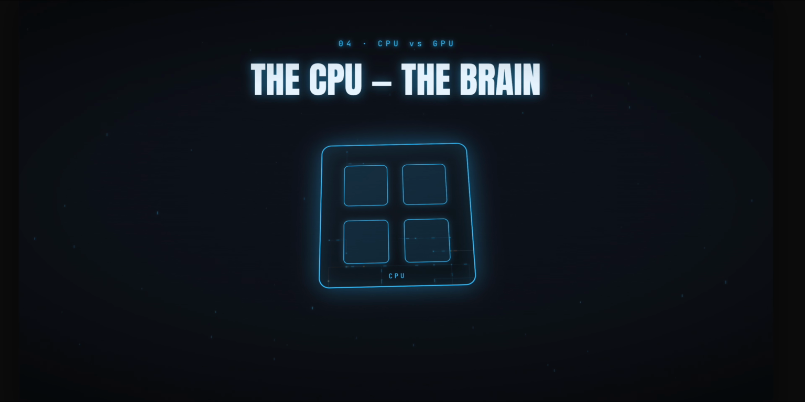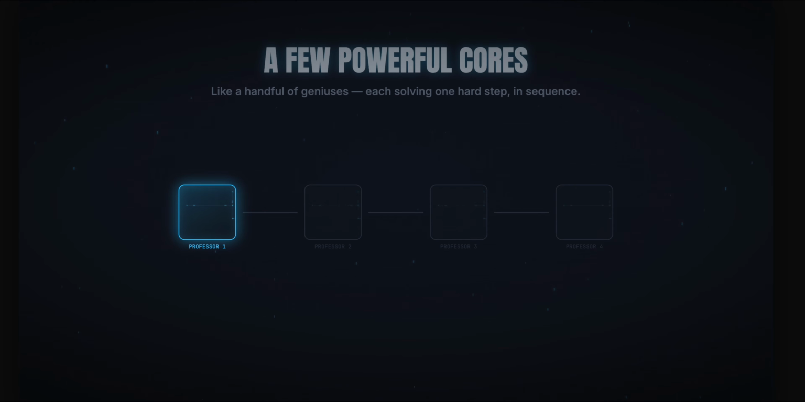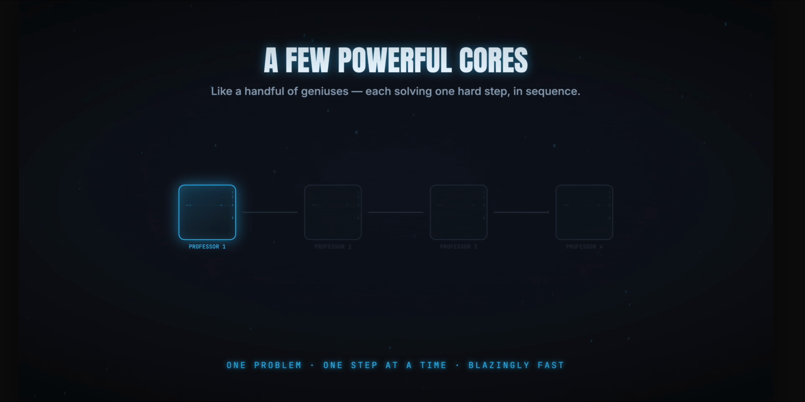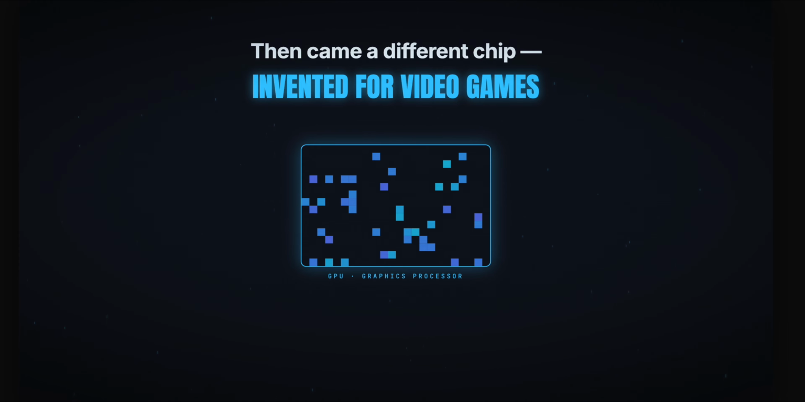For most of computing history, the star of the show was a chip called the CPU, the Central Processing Unit, the brain of your computer. A CPU is a brilliant generalist. It has a small number of extremely powerful cores, usually just a handful, and each one is fast and clever, able to handle almost any task you throw at it. But a CPU works mostly in sequence, one complicated instruction after another, in a line. Think of it as a few genius professors, each solving hard problems one at a time, very quickly. For decades, that was exactly what we needed. But then a different kind of chip rose to power.